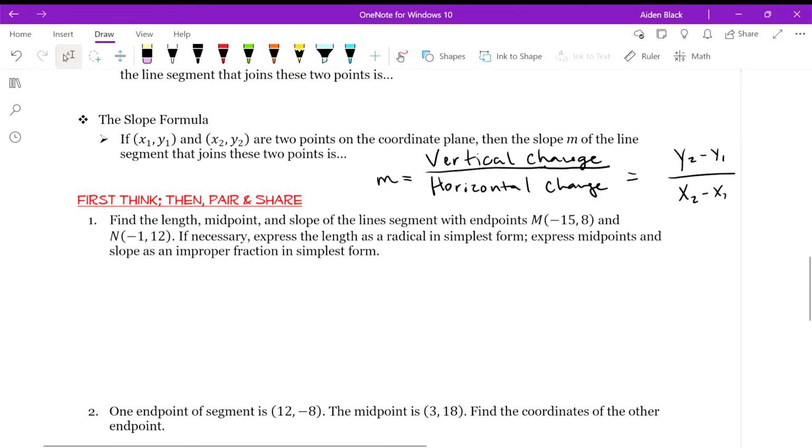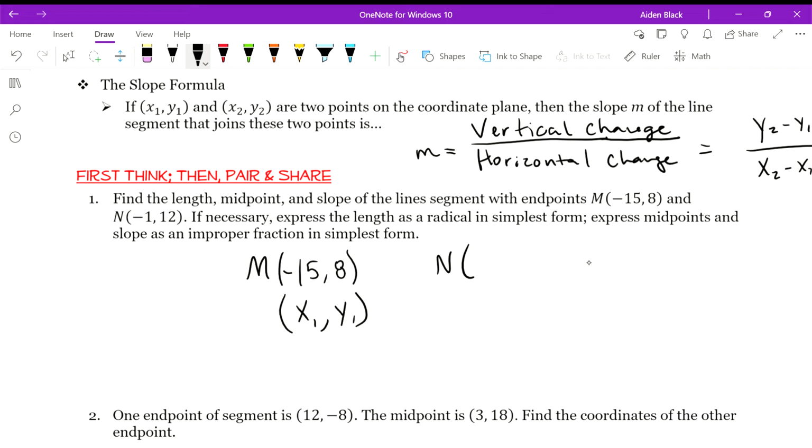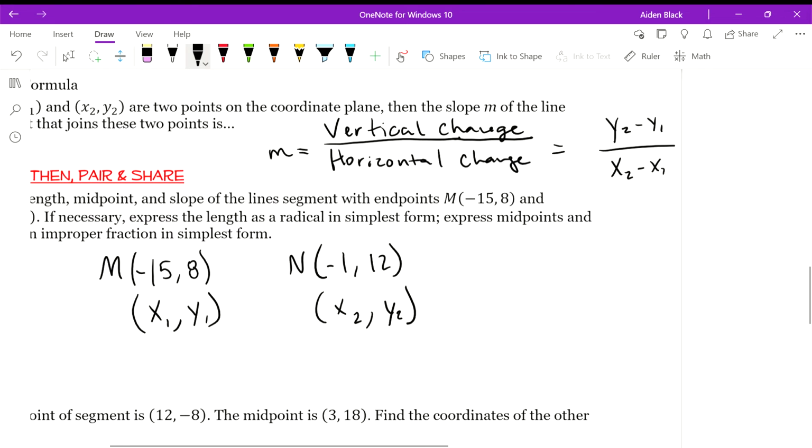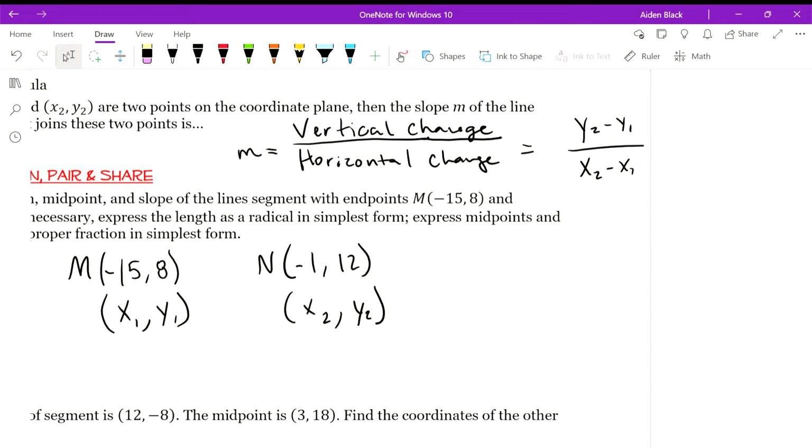Seeing that in this example problem, let's look at these 2 points. Negative 15, comma 8 being our first point, x1, y1. And then our second point, n, is negative 1, comma 12. This is our second point. So again, this is just our vertical change over our horizontal change.